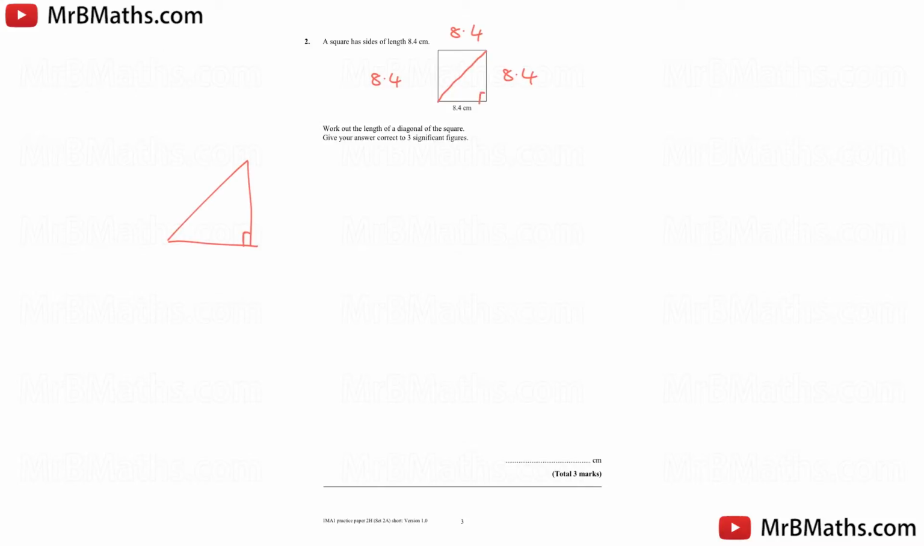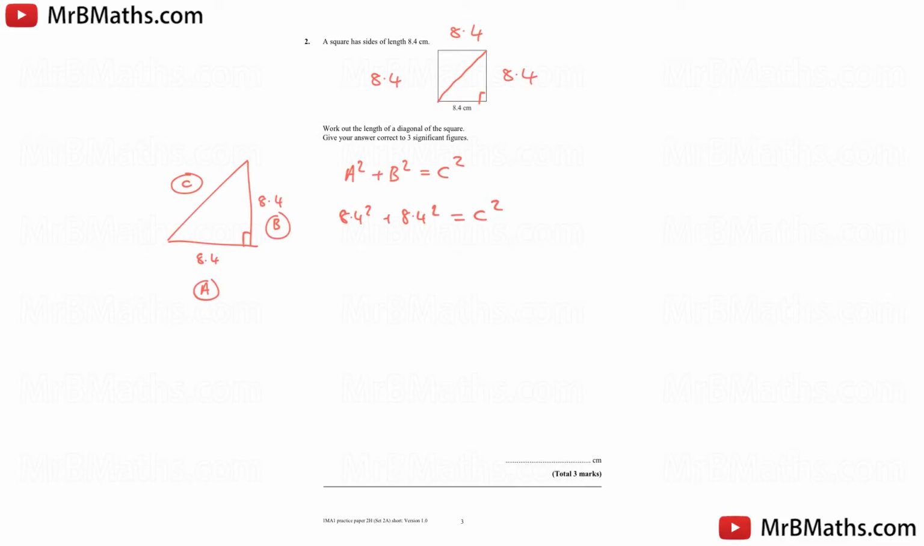Here's our right angle, then we can label this as A and B, and this, let's do this as 8.4 and 8.4 first, and then call this A and this B. It doesn't matter which way round, and we need to find C. So we know that Pythagoras' theorem is A squared plus B squared equals C squared. So it's 8.4 squared plus 8.4 squared equals C squared.